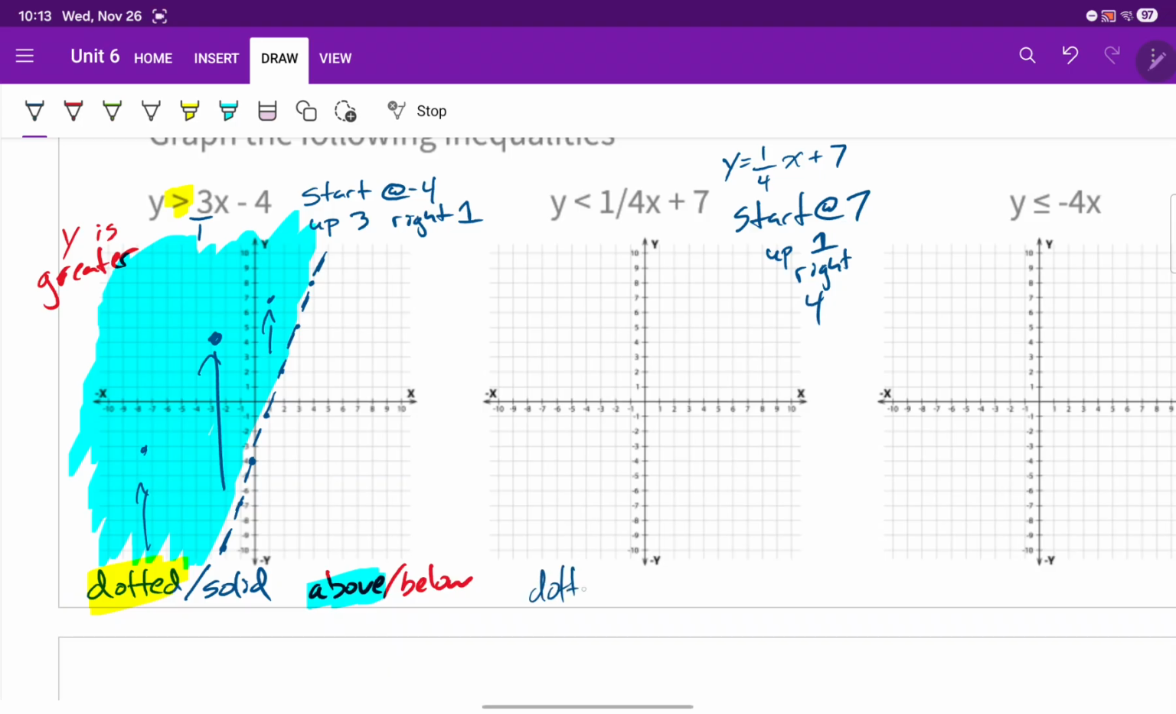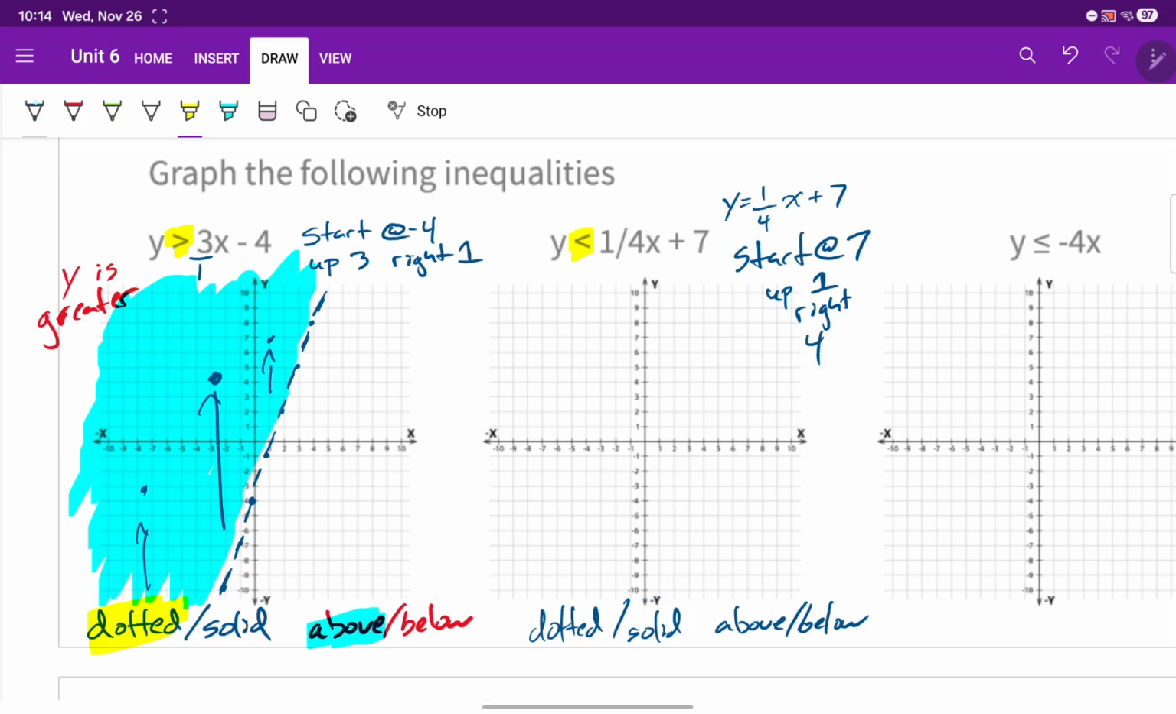Now, same thing. Is it dotted or solid? And are we shading above or below? These are the two decisions we need to make. So it is not equal to, and I can read this, right? I can say y is greater than. It's not greater than or equal to. So because it's just greater than, again, it is dotted.